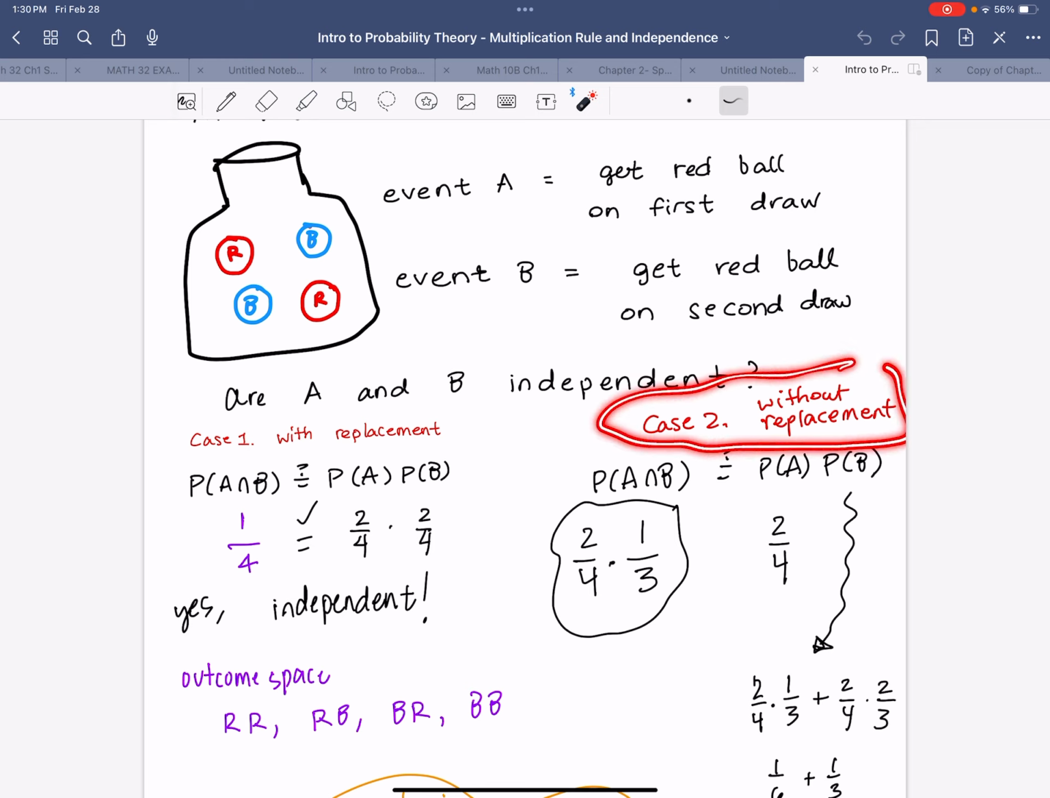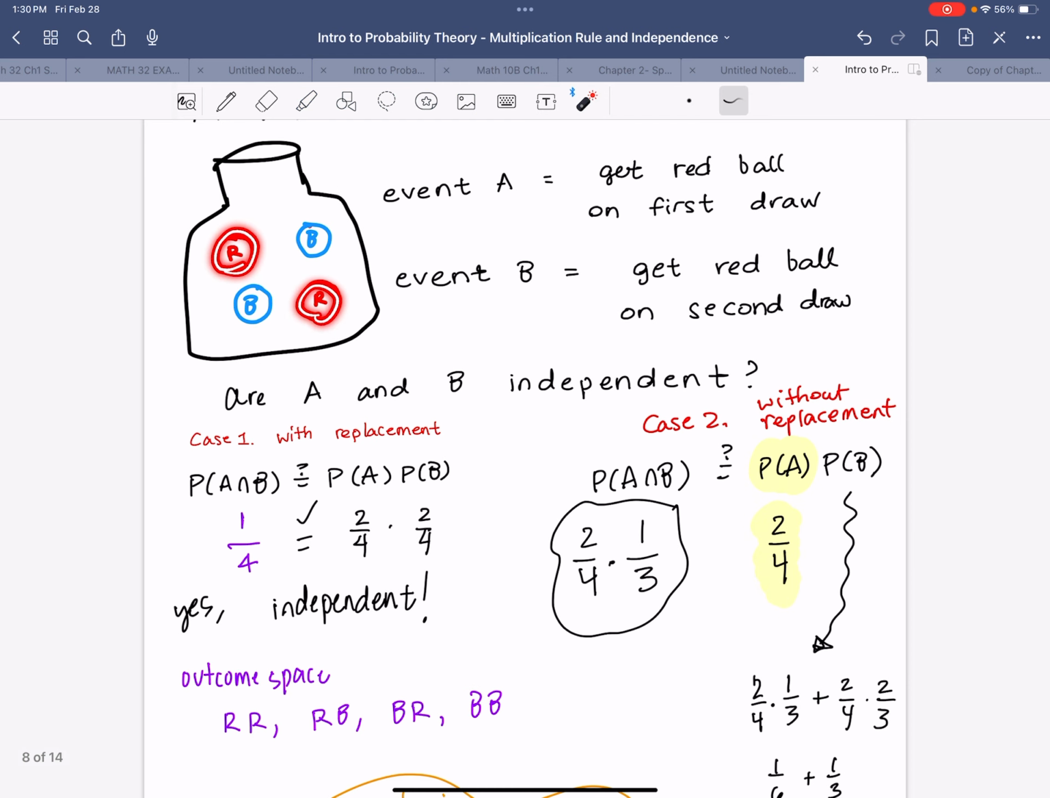Then we moved on to case 2, which was asking about what happens when you don't replace. And here we went through two computations. The first one was, how do we compute the probability of getting a red ball on the first draw? We said that's still going to be just 2 out of 4.